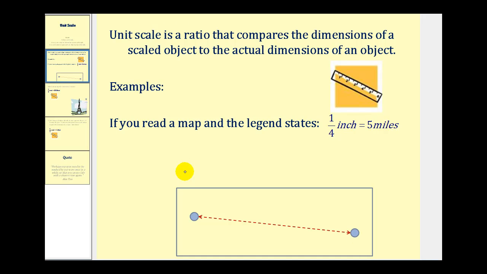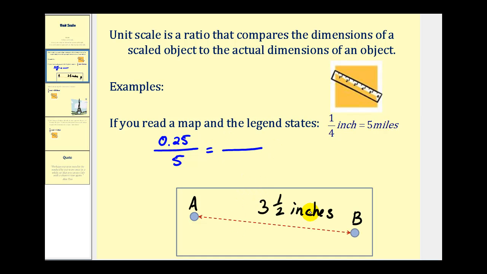What that means is if we measure the distance from town A to town B, and let's say this distance is 3½ inches, we can use this information with the unit scale to determine the actual length. The first ratio will be 1/4 to 5 miles, and it might be easier if we convert this fraction to a decimal. 1 divided by 4 is equal to 0.25, so this ratio would be 0.25 to 5 miles, and this must be equal to the ratio of 3½ inches, or 3.5 inches, to the actual distance from town A to town B, which we'll call m to remind us that this value will be in miles.